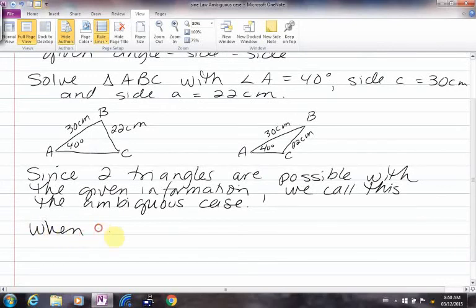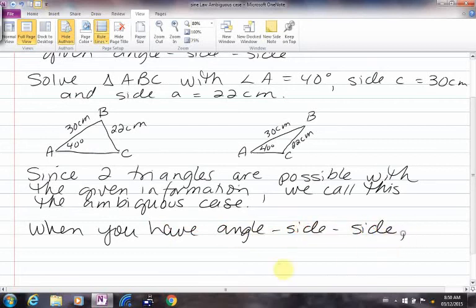When you have angle, side, angle, there are three possible scenarios.